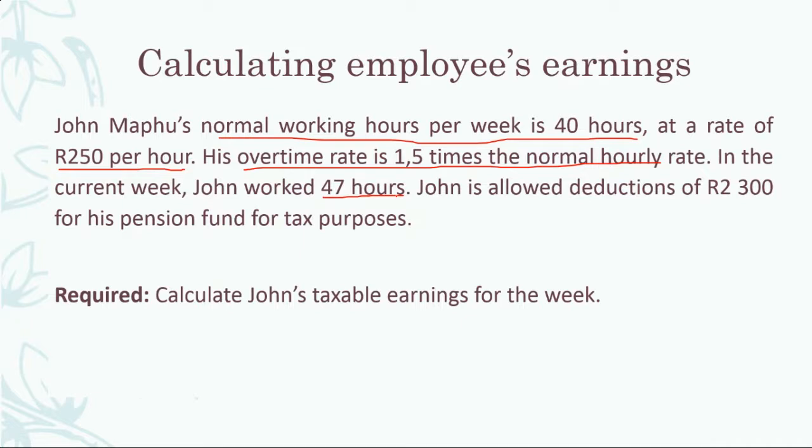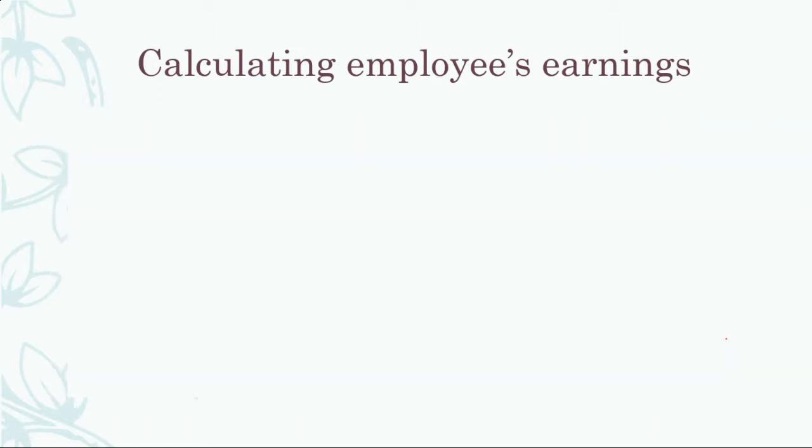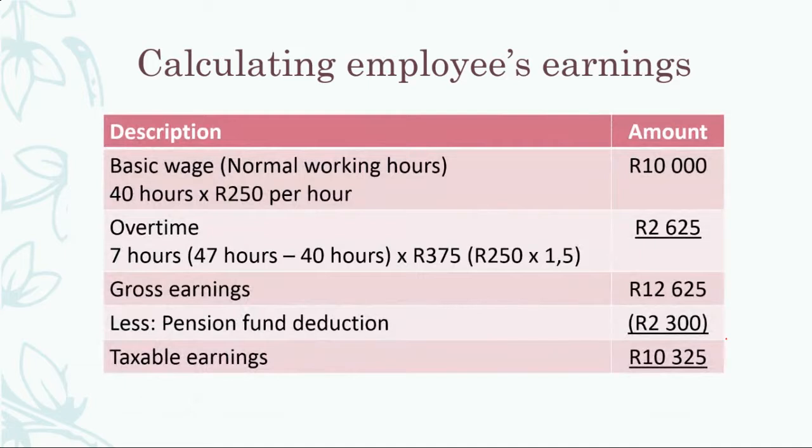Seven, that's correct. So how are we going to do the gross salary? We're first going to do the basic salary based on the normal hours, and then we're going to work out the overtime based on the additional hours worked. And then after that, we will deduct the pension fund deduction to get to our taxable earnings. So let's quickly look at how I did the calculation.